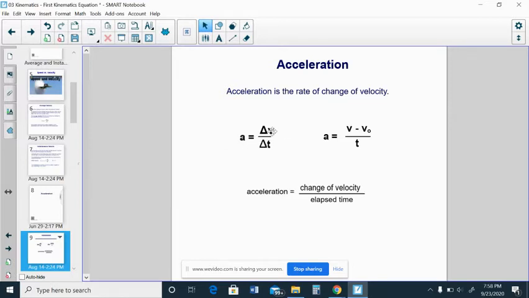Breaking down the equation further, when you're looking for a change in something, remember you're going to subtract the final minus the original. So your final velocity minus the initial or original velocity, and we'll divide that by time.